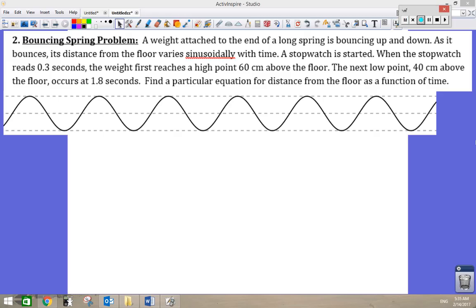Alright, so the high point, our maximum, is 60 centimeters. Our low point, 40 centimeters. Add those together and divide by 2 and you get your center line. And the amplitude is 10.